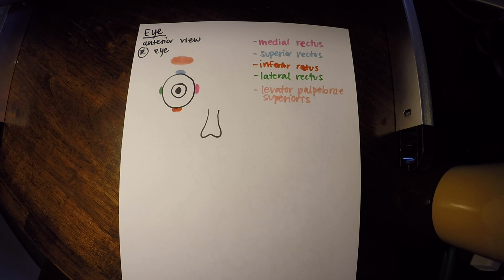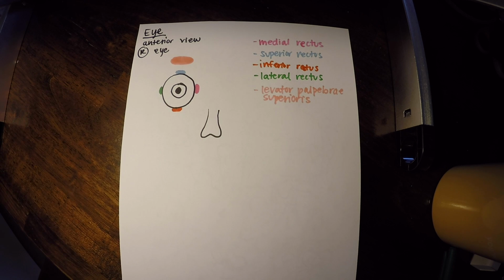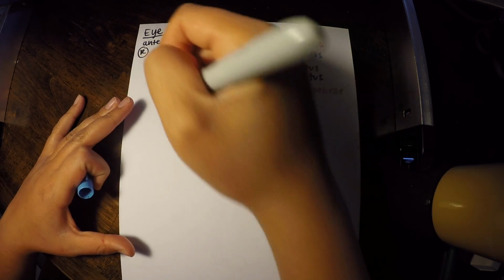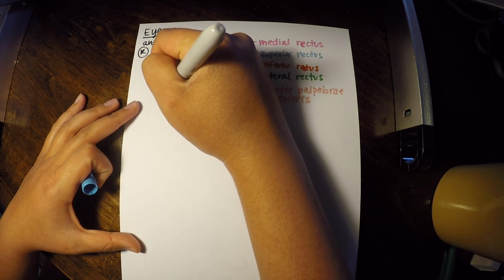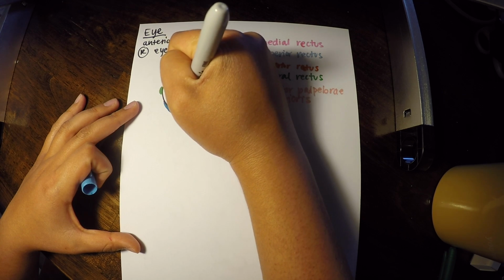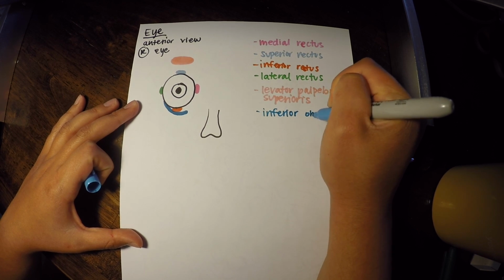So in addition to all of our 4 rectus muscles and this muscle for the eyelid, we have 2 other muscles that are called oblique muscles. That first one is called our inferior oblique. And what that muscle does, here, I'll actually draw it out first. It comes around kind of like that. That's our inferior oblique.